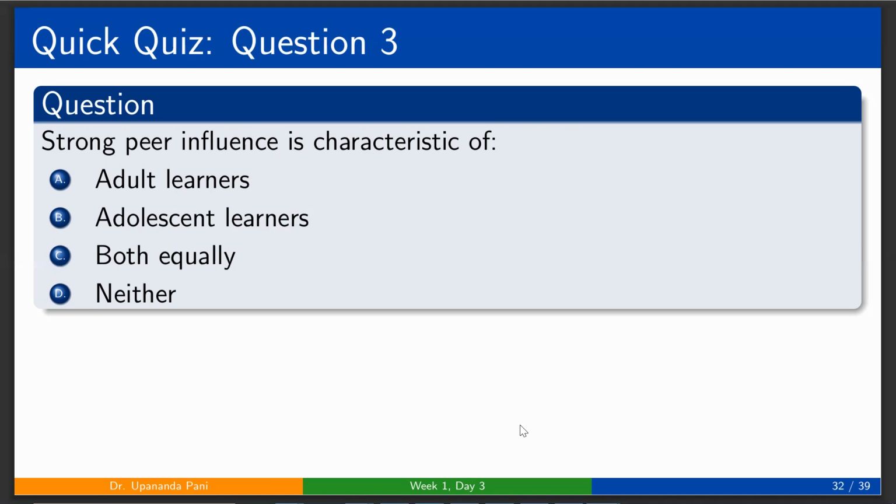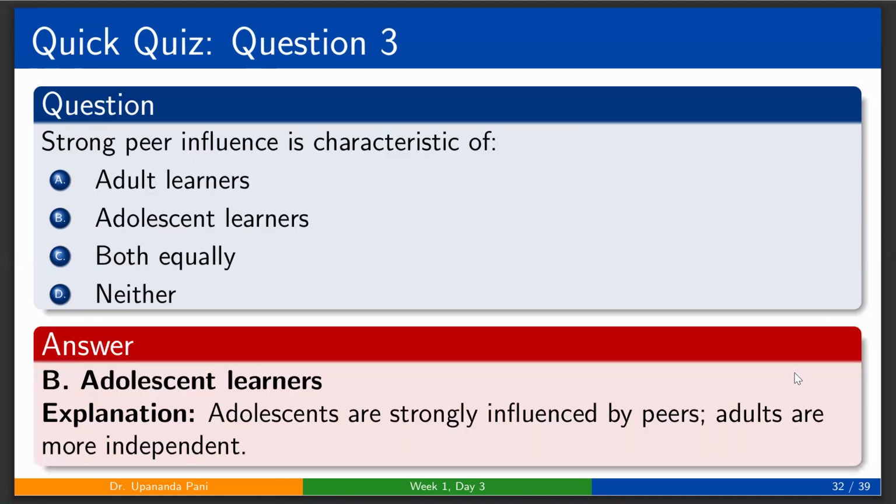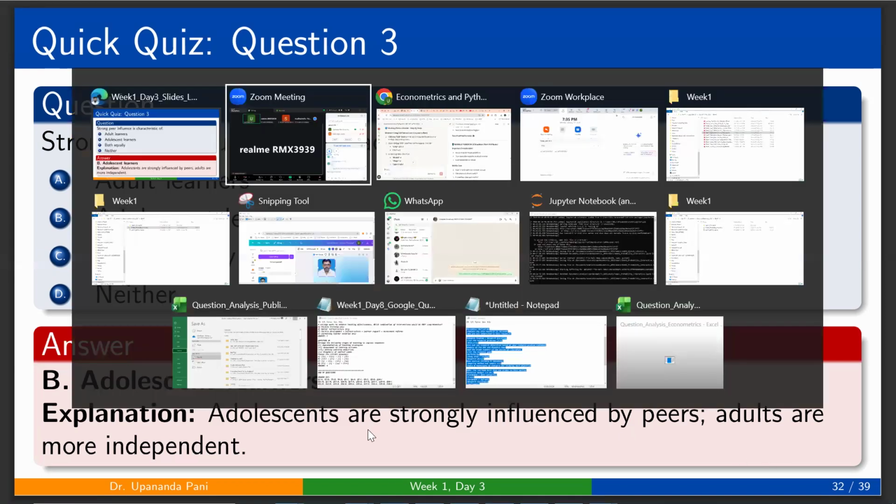The answer is C, right? Let's see. The answer is B. Strong peer influence is a characteristic of adolescent learners, right? How is the answer C? Let's try to understand.